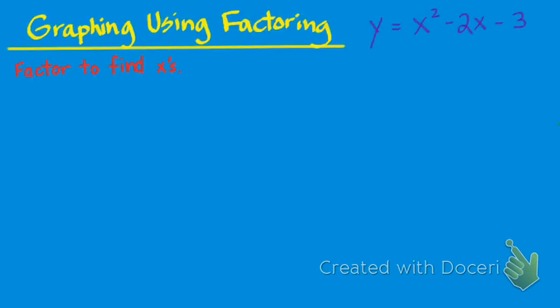When I'm graphing using factoring, I first factor to find my x values. So here I'm just using an x box, and then I have to solve when they equal 0, therefore my x's are going to be 3 and negative 1. Once I have that, I just need a vertex because I already have 2 good points. The points are (3, 0) and (negative 1, 0). So now I just need one more point.